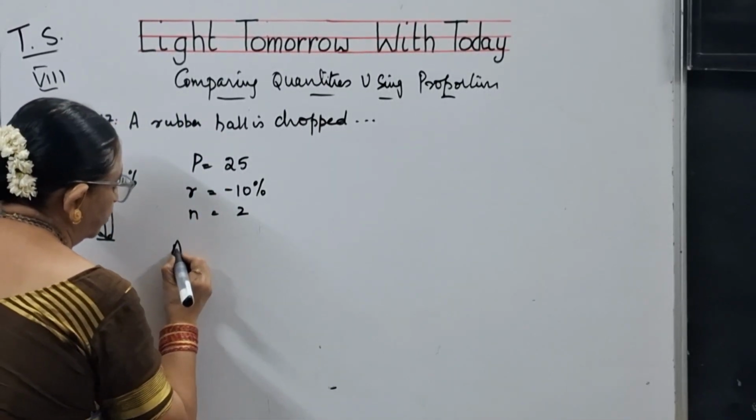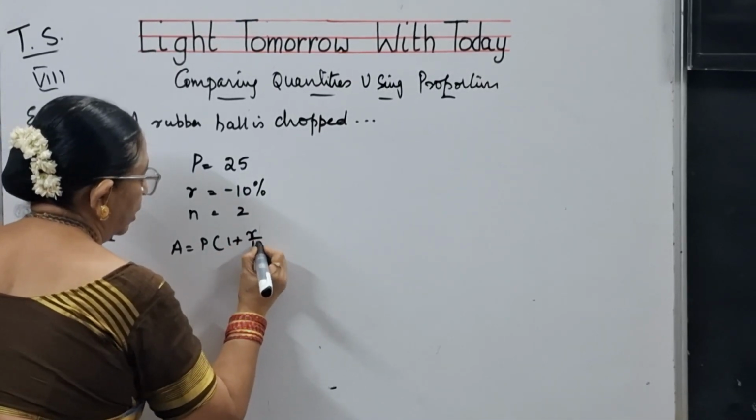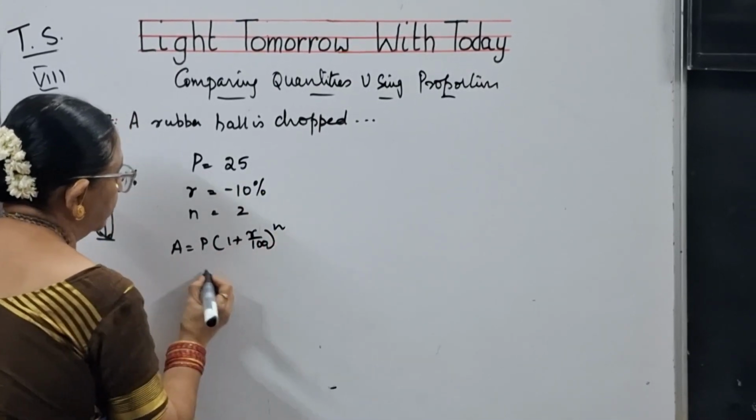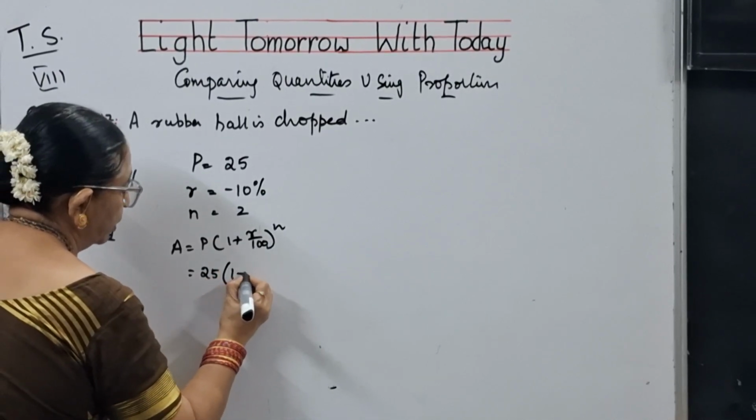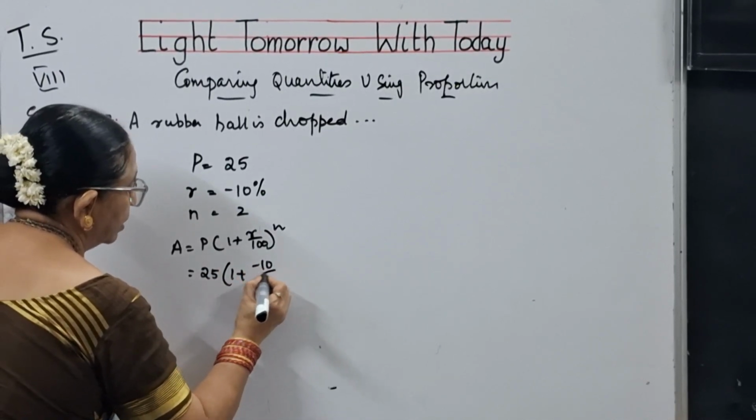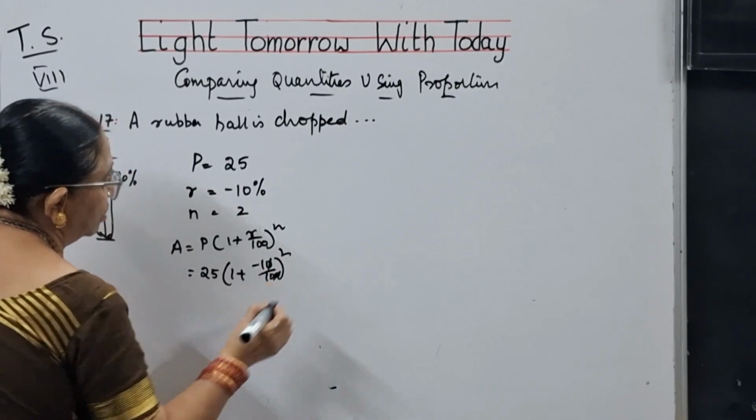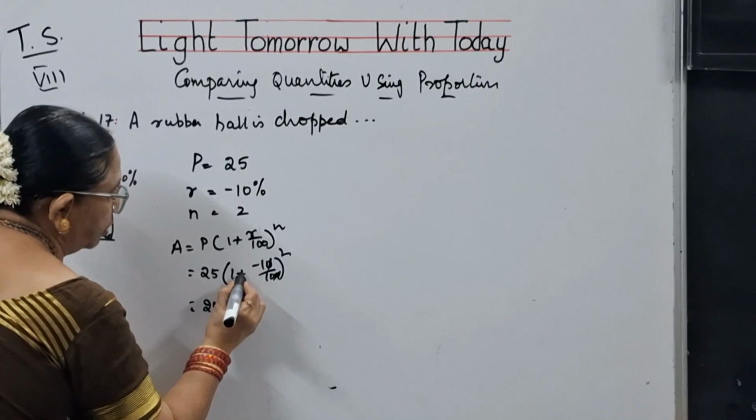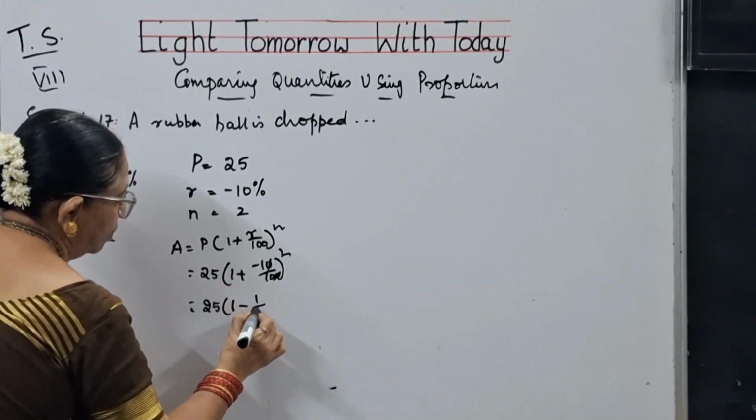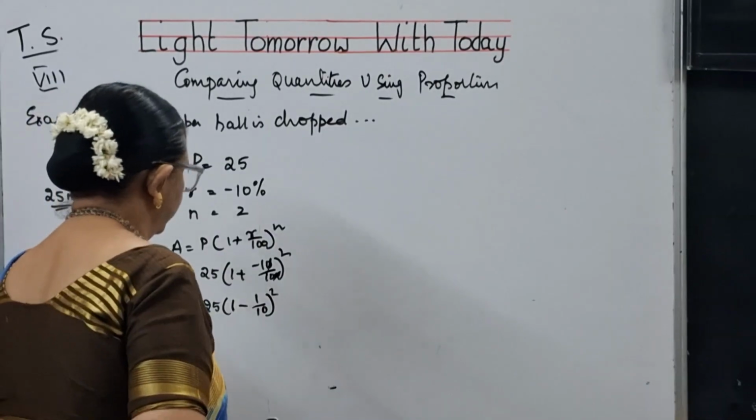So amount A is equal to P into (1 plus R by 100) whole to the power of n. That is 25 into (1 plus minus 10 by 100) whole square. So this zero and this zero will get cancelled. That is 25 into (1 plus minus 1 by 10) whole square. So let us continue.